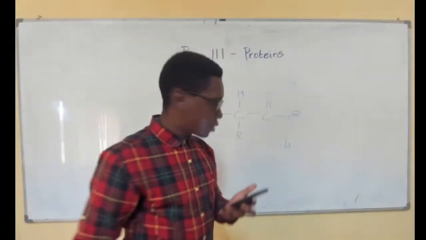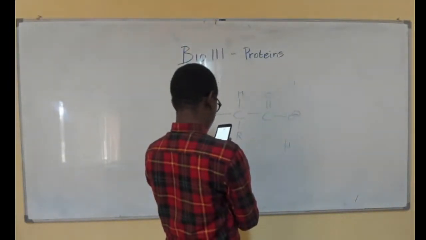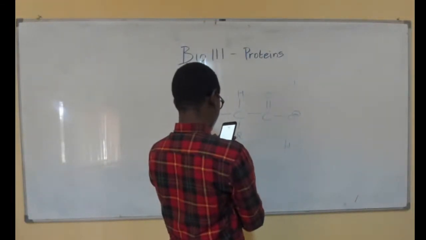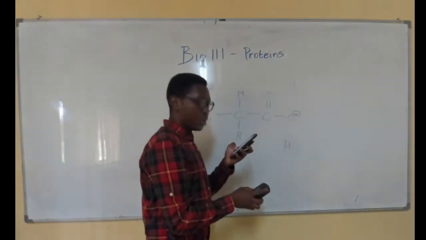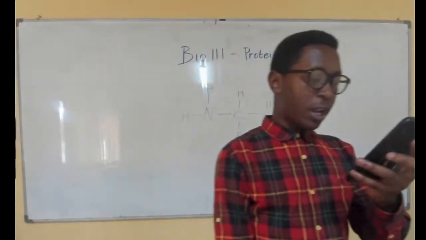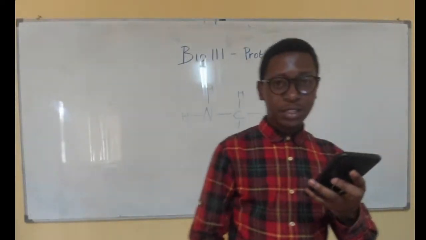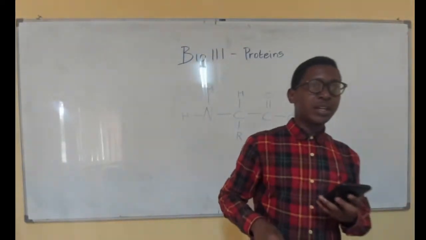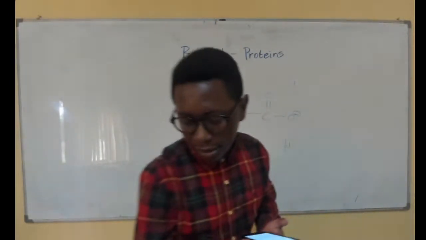So we can move on to the next question. Oh, sorry. I think I left out question six. Sorry about that. Question six: describe the different types of proteins and list some of their functions. So question six was asking us to describe the different types of proteins and list their functions.